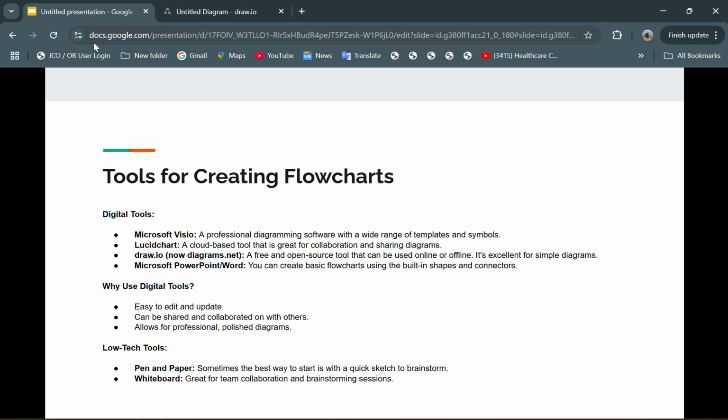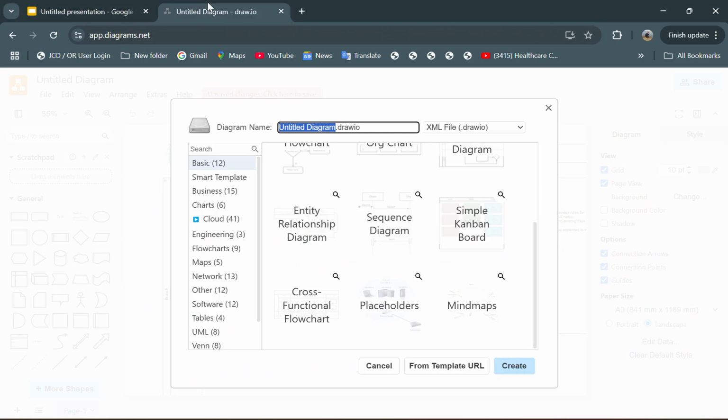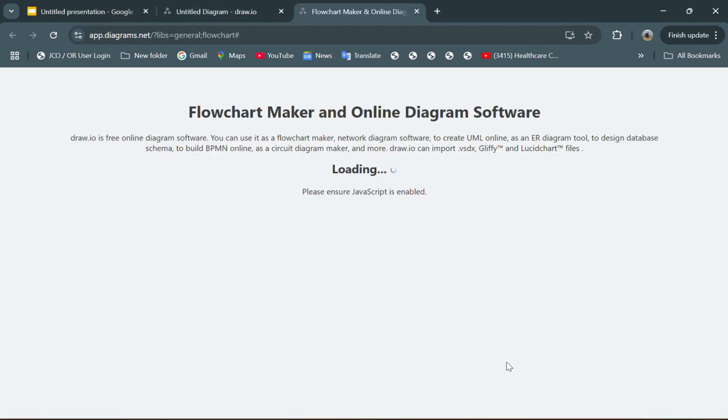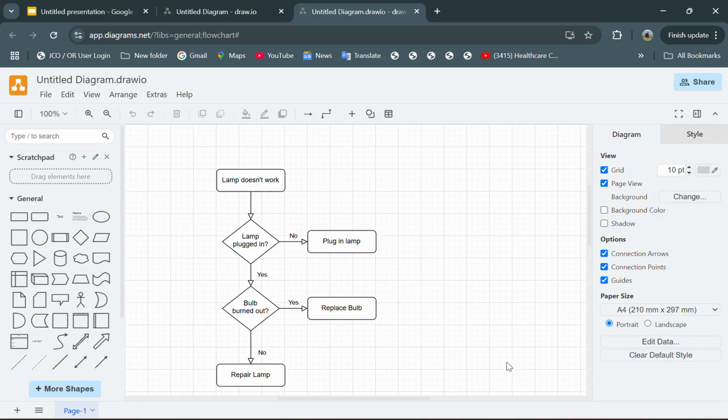The best way to start is with a quick sketch, brainstorm, or whiteboard, which is great for team collaboration and brainstorming sessions. So this way you can draw. So first, I'll show you practically how to draw. Let's discuss flow charts. These are the flow charts I am creating with draw.io. Let its name be changed to diagram.net.